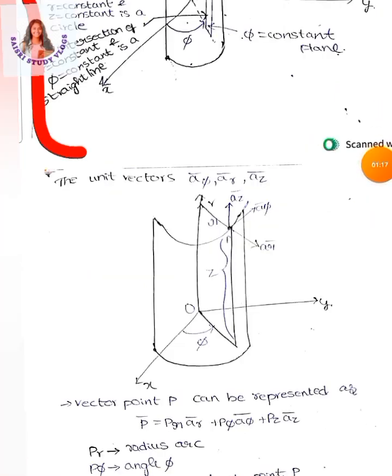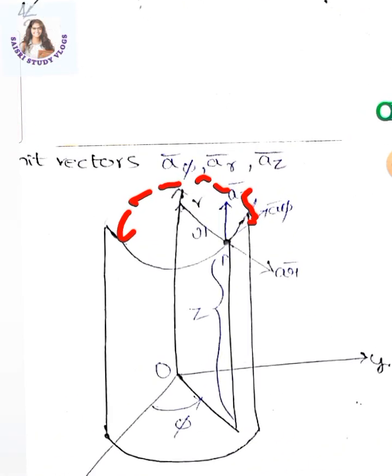Previously, in the Cartesian plane, we represented how the unit vectors are present. In the same way, let us see how they are represented in the cylindrical system. For example, this is a cylinder. This is the radius, and this is the unit vector AR bar, or AR cap. This is AZ bar in the Z direction, and this is A phi bar.